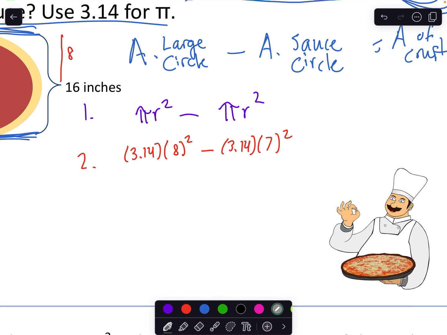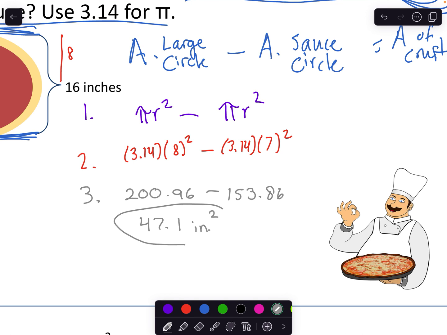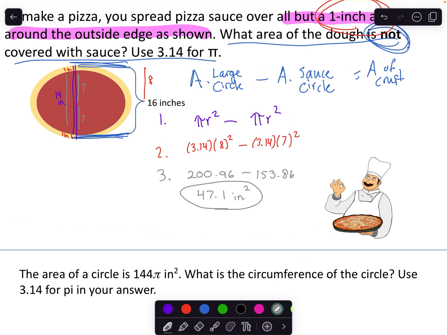So if we just subtract these two things, figure out what they are and then subtract them, that should be the area of the crust. So this is 200.96, and over here we're going to get 153.86. So now I need to take those and subtract them, and I get 47.1 square inches. That's the area of the crust.